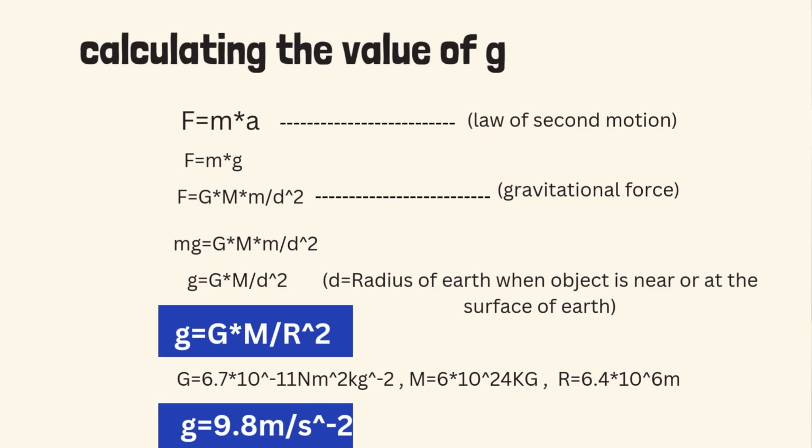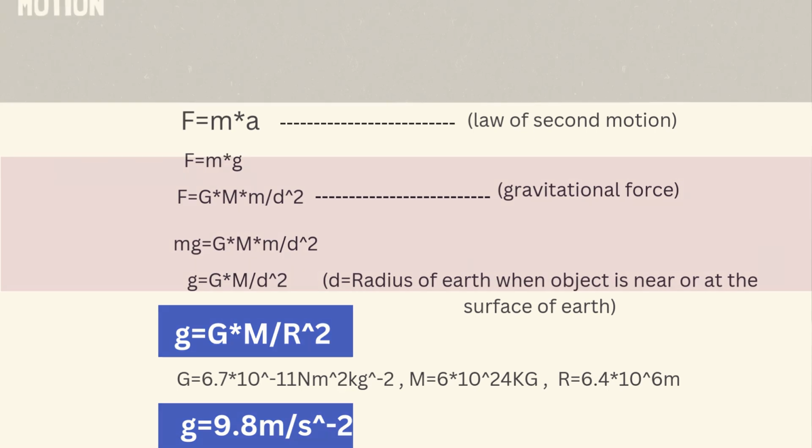Here in this section, we are discussing how to calculate the value of g, that is the acceleration due to gravity. For that, we take two equations: from the law of motion and the gravitational force equation. From the second law of motion, we know that F is equal to ma, and by using the gravitational force equation, F is equal to G M m divided by d squared. By combining these two equations, we get g equal to 9.8 meters per second squared.